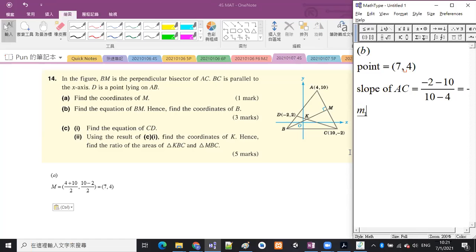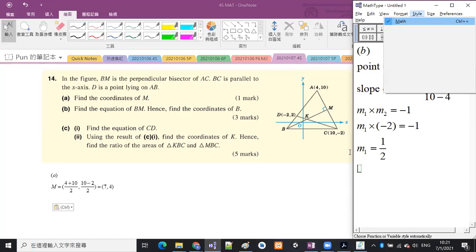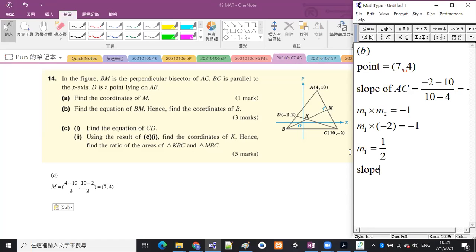Okay, so M1 times M2 is equal to -1. M2 is the slope of AC, that is -2. So -2 times M1 is equal to -1, so M1 should be equal to 1/2. Okay, so now we have the slope equal to 1/2, and we have a point, so we can find the equation of BM.